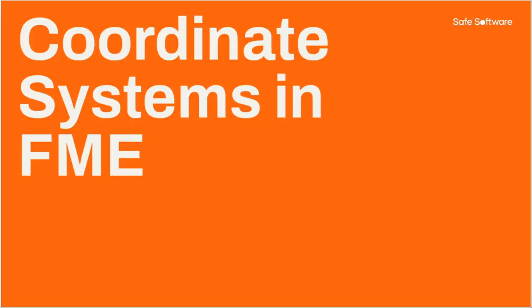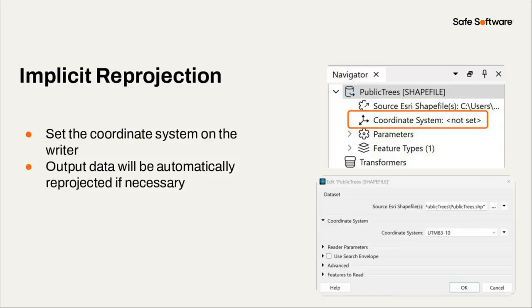So, coordinate systems in FME. We've been talking a little bit about coordinate systems in general, and I've hinted a bit at what FME can do, but now we're going to take a deeper look into how FME deals with coordinate systems itself. One of the main things that we have in FME is an implicit reprojection.